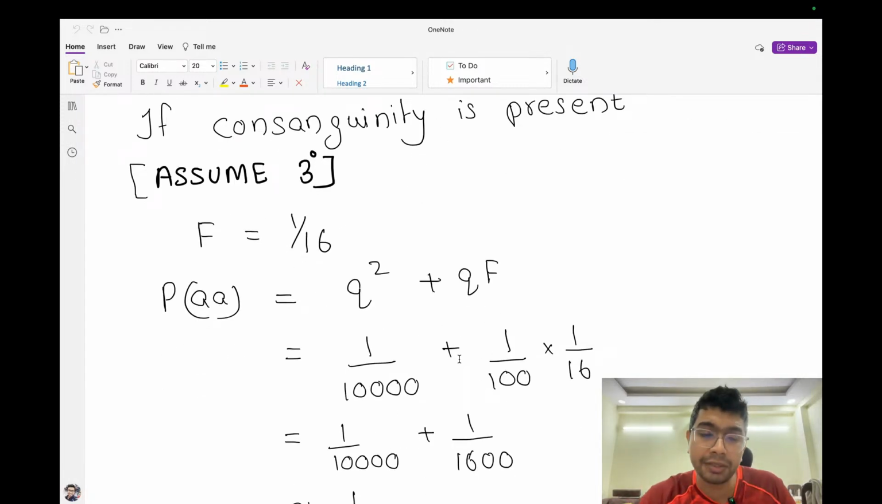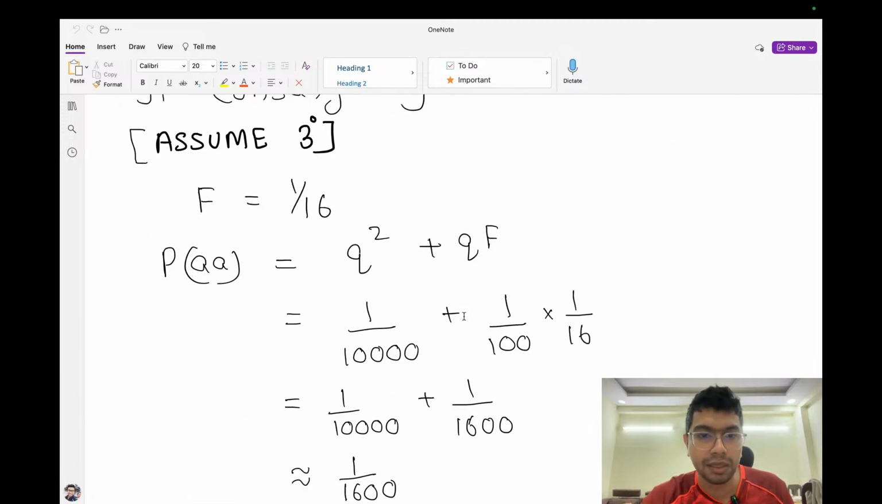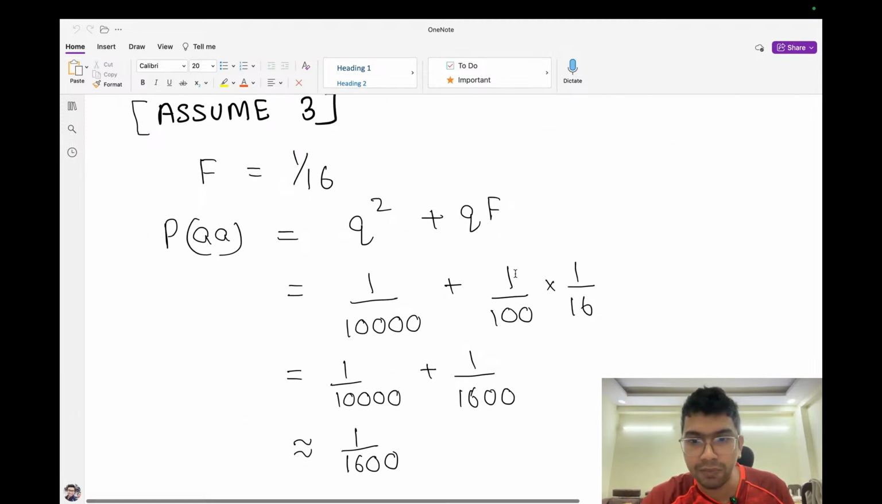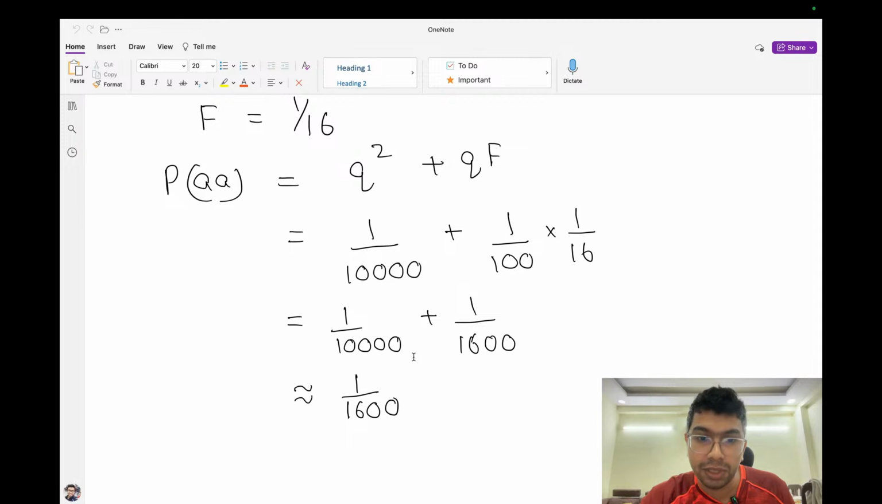Then let's recalculate this equation. Q square, we have already calculated, is 1 in 10,000. So 1 in 10,000 plus Q, which is 1 in 100, times F. It's a third degree consanguinity, so F will be 1 by 16. So the net value will be 1 by 10,000 plus 1 in 1,600. If we ignore the 1 in 10,000, it will be approximately 1 in 1,600. So the incidence shot up from 1 in 10,000 to 1 in 1,600, roughly an 8 times increase. That's the impact of consanguinity.